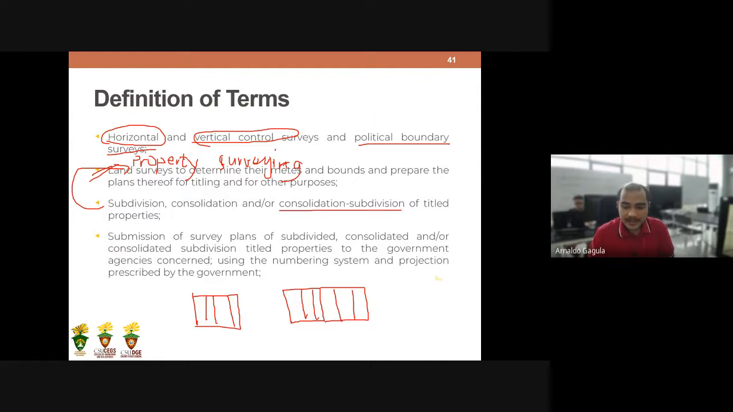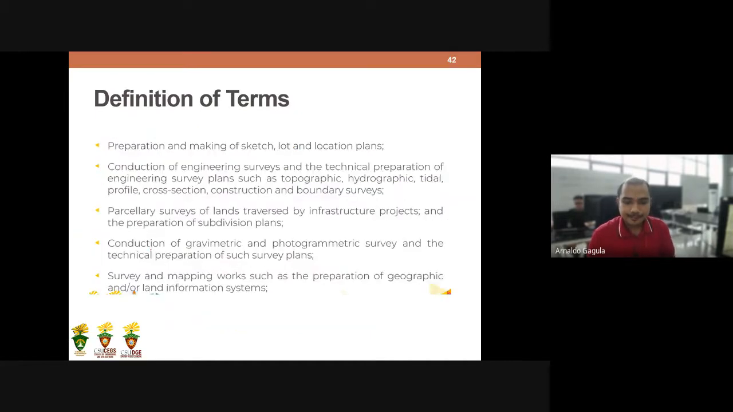Submission of survey plans and subdivided, consolidated, and or consolidated-subdivision titled properties to the government agencies concerned such as DENR, using the numbering system and projection prescribed by the government. This also falls under property surveying. Another one is to prepare and make sketch and lot and location plans, sketch plan, location plans, vicinity maps. These are activities of geodetic engineering.